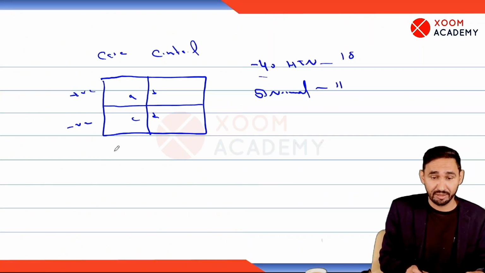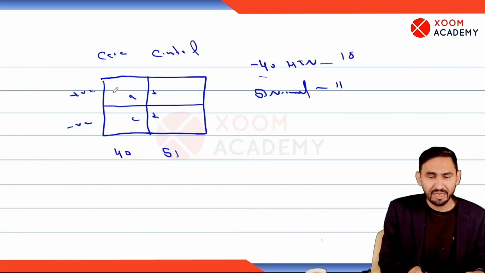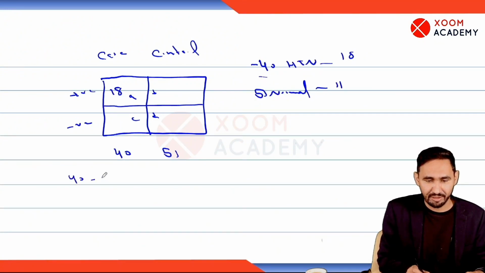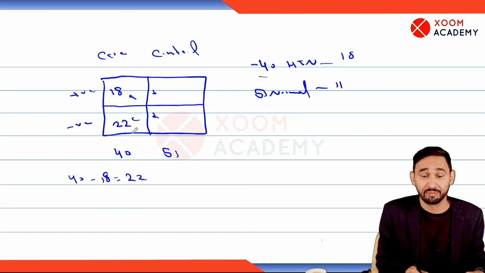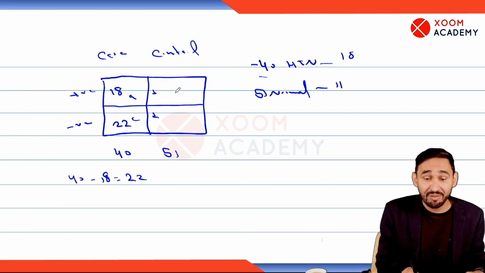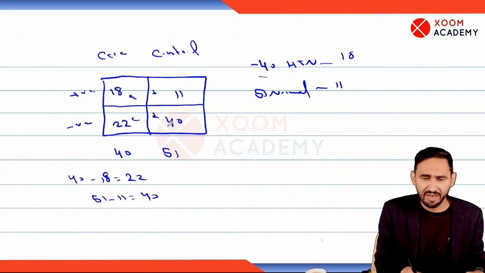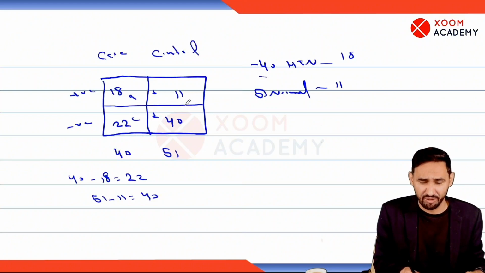So we'll write 40 cases, 51 controls. 18 were obese, or 18 were exposed, so we'll subtract 18 from 40. Our answer is 22. So 22 cases were non-exposed. And there were 51 normotensive, 11 were obese, so we'll subtract 11 from 51. Our answer will be 40. 40 normotensives were non-exposed and 11 normotensives were exposed.